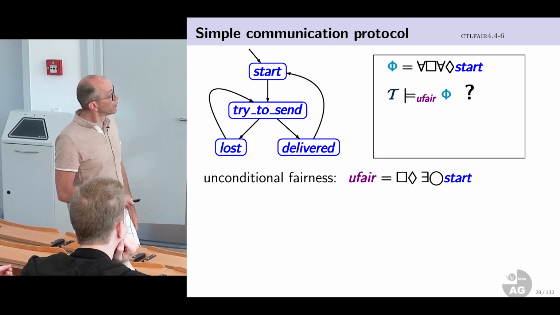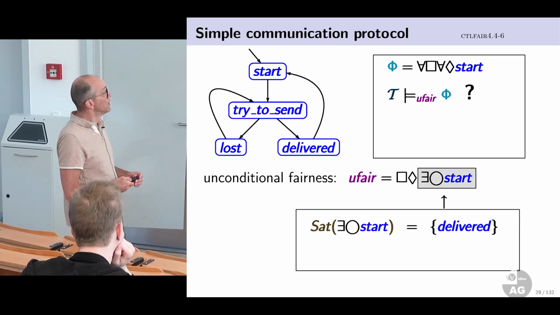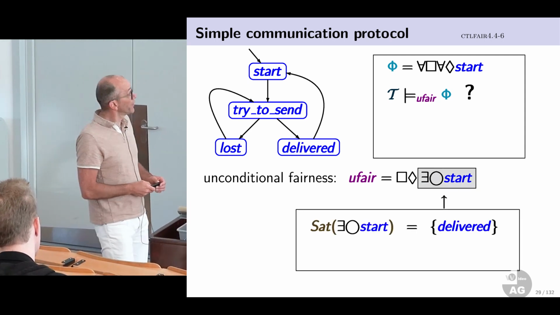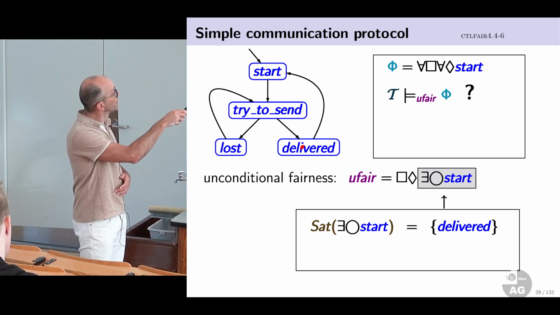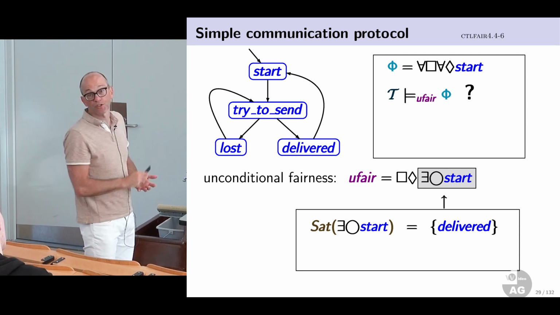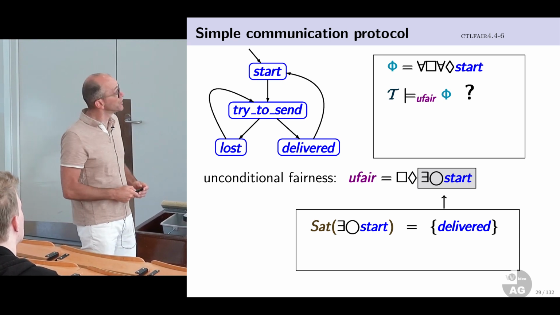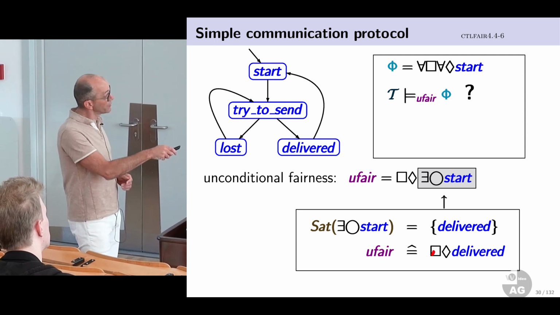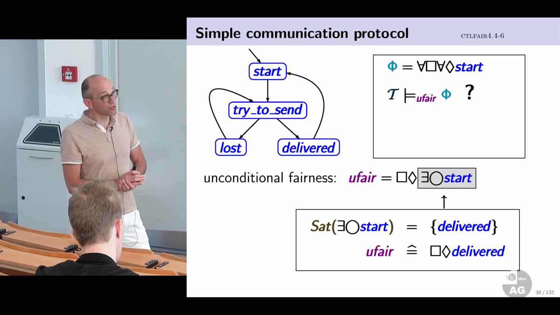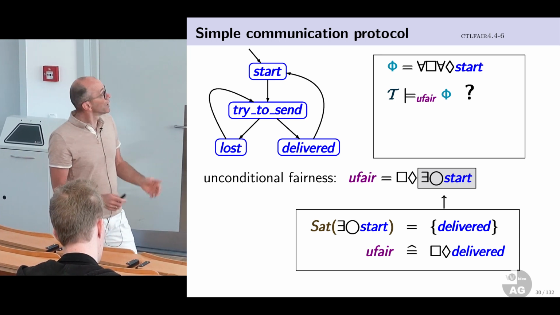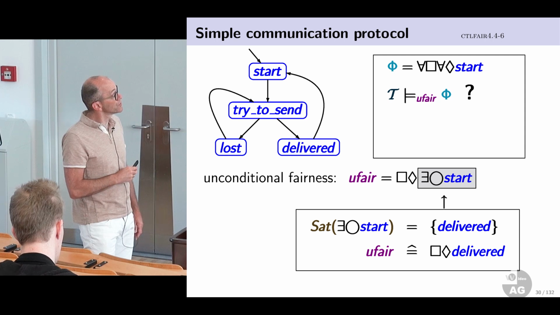Well, we first look at which states satisfy this state predicate existential next start. So you start by determining which states satisfy that there exists a next state which is start. Well, this is start. There is only one incoming arrow coming from another state, namely from delivered. So the satisfaction set is delivered. So this can be reduced in the same way as for CTL by saying this is the same as infinitely often delivered. And that was exactly the strong fairness assumption or the unconditional fairness assumption we had before. And that rules out this counterexample, and therefore under this fairness assumption, the transition system satisfies the formula.